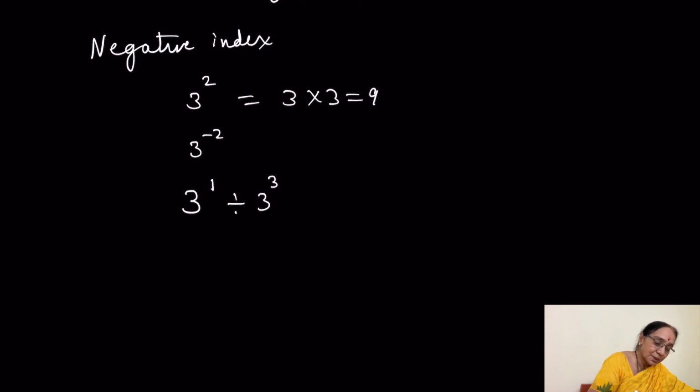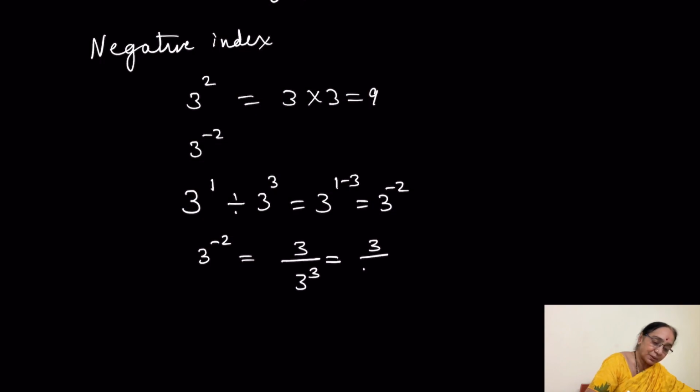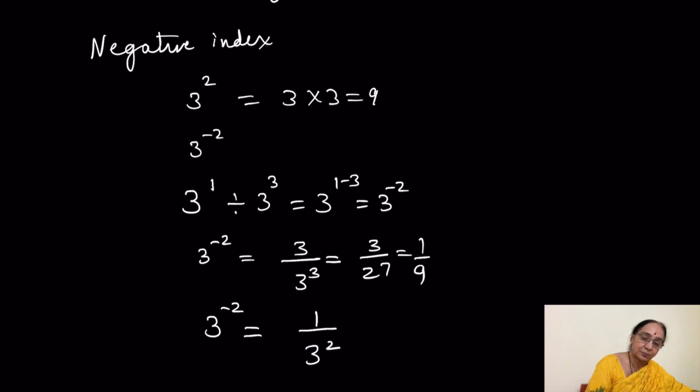So this will give me 3 raised to 1 minus 3, which is 3 raised to minus 2. So when I use the quotient rule, I am getting 3 raised to negative 2 as 3 divided by 3 raised to 3, which is 3 by 27, which is 1 by 9. Now you compare this 1 by 9 to 3 raised to negative 2. So 3 raised to negative 2 is equal to 1 by 3 squared.